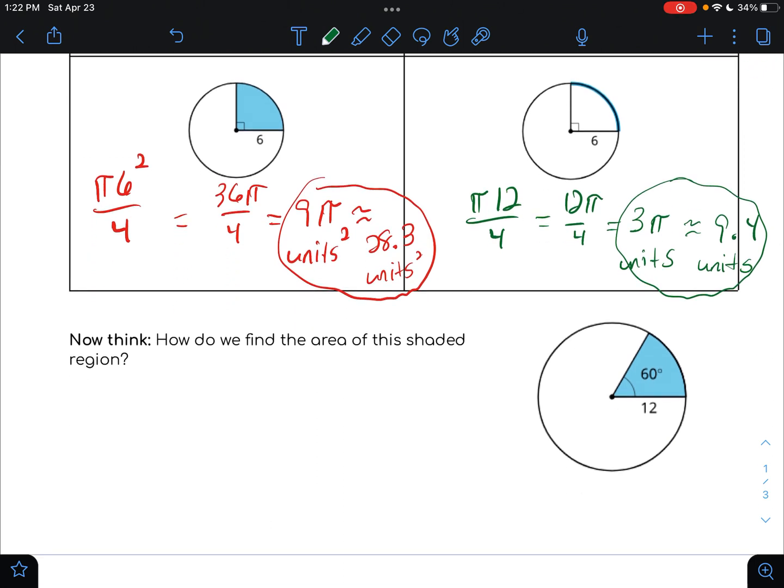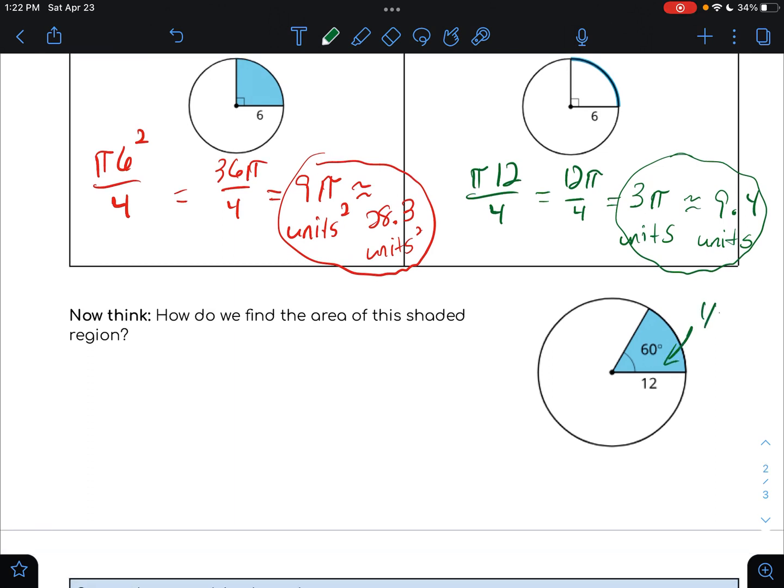Okay, what about this region then? So 60 degrees of the circle. So 360 divided by 60 would be 6. So it's like 1/6 of the circle. So 1/6 of the circle area. So same thing as on the last problems. So this would be 1/6 of the area.